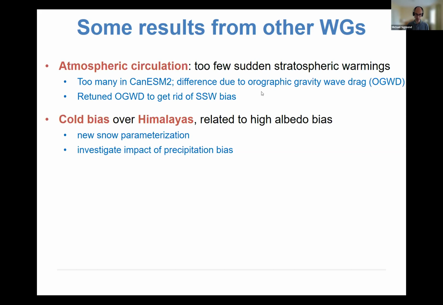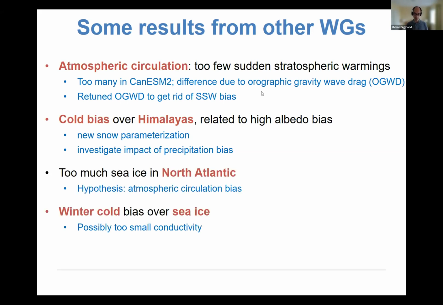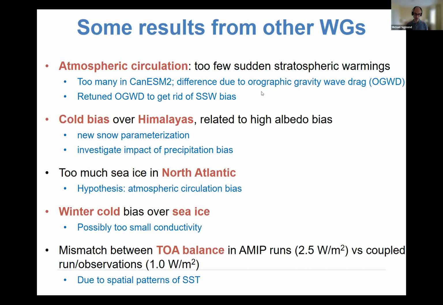Then we have a cold bias of the Himalayas related to high albedo. This is work that's led by Jason Cole, Vivek, Aurora, and others. Then we have too much sea ice in the North Atlantic, and we have a winter cold bias over sea ice. And we have a mismatch between top of the atmosphere balance in AMIP runs versus coupled runs. And all these things are under investigation.